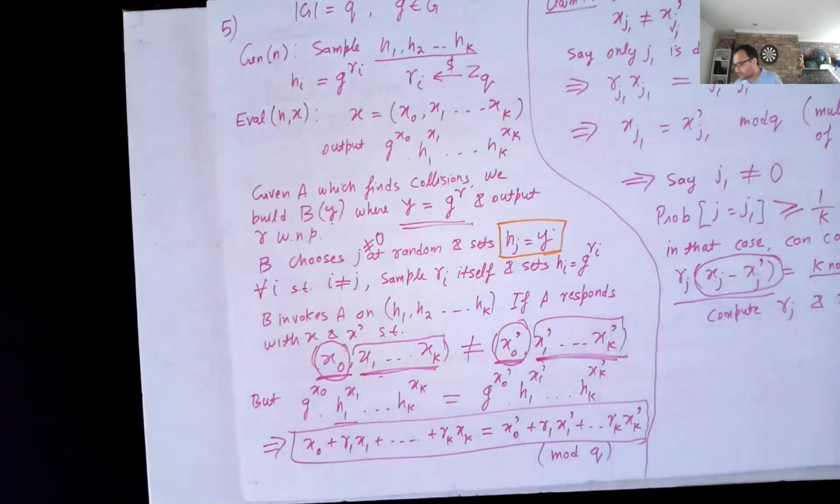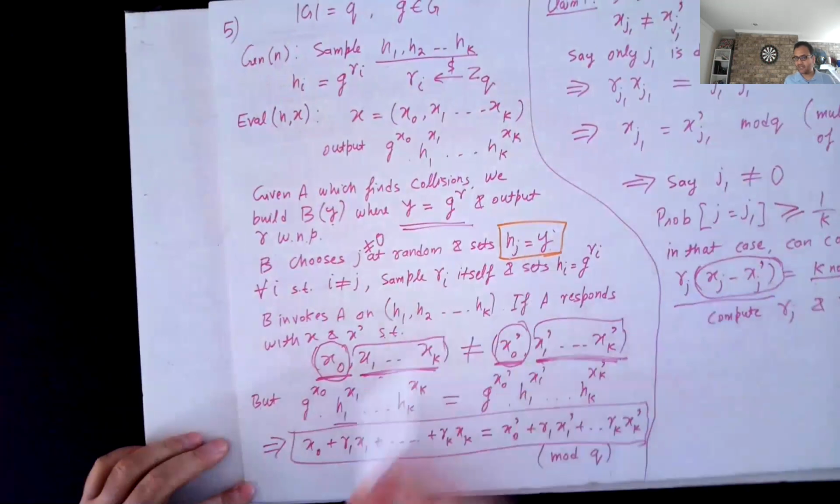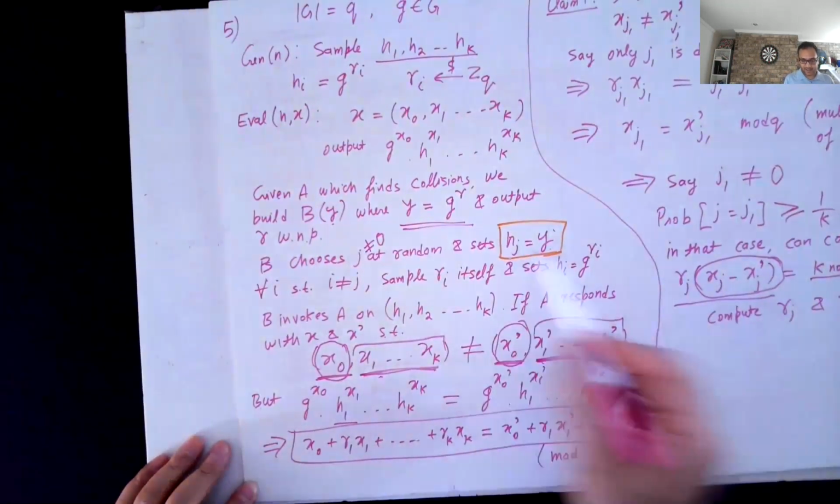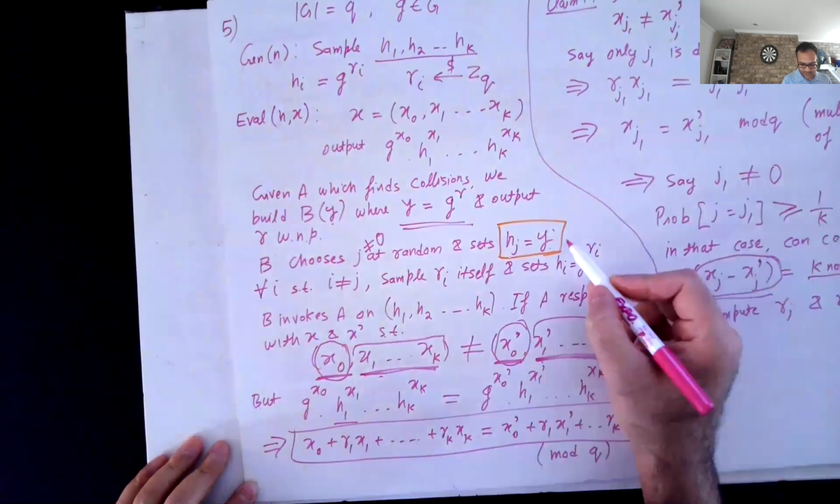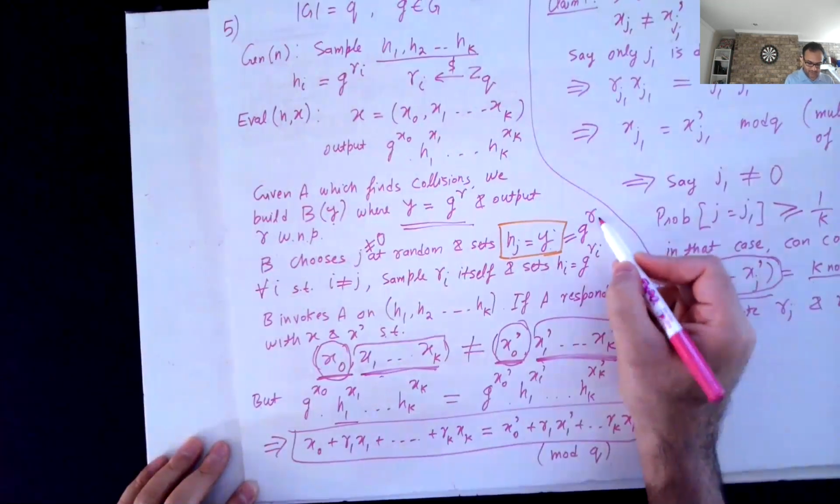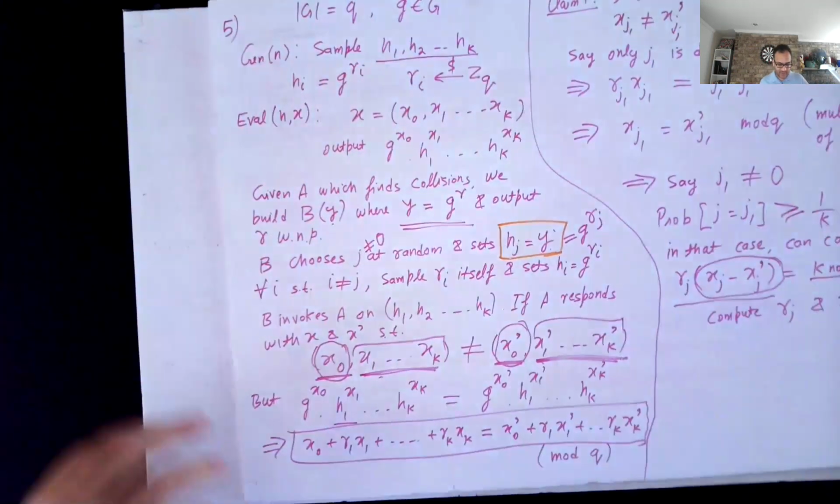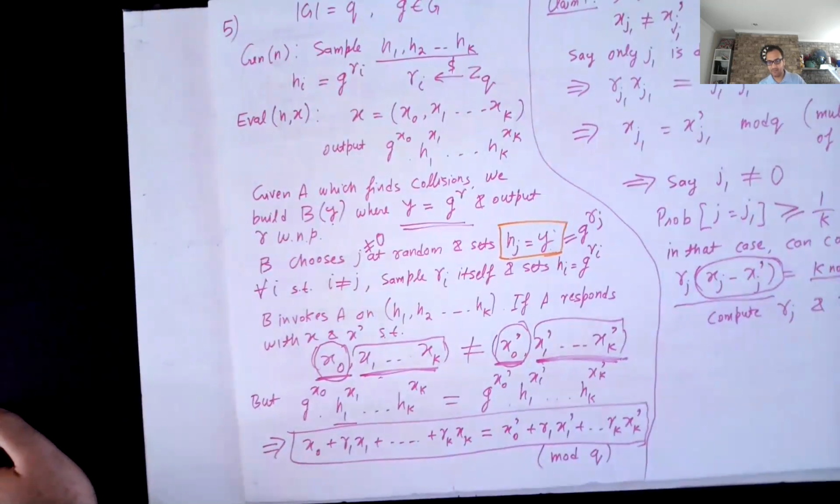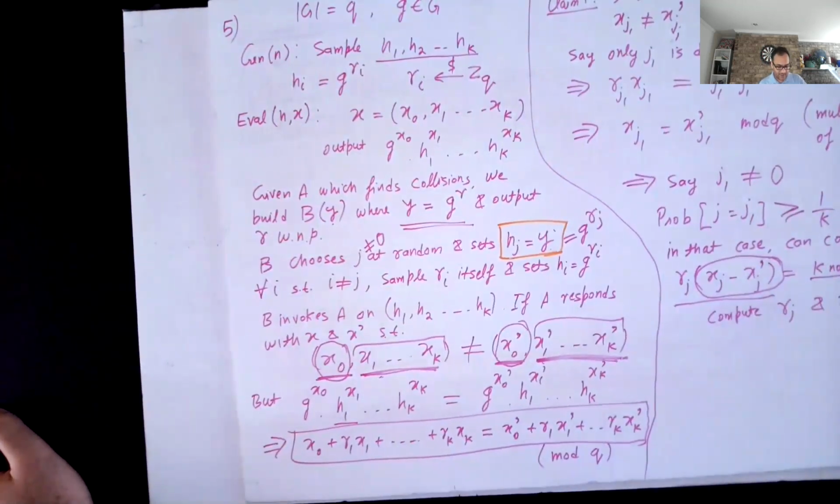Why is Rj a pre-image for Y? That's just by definition. We are setting Hj to be y. And Rj is the pre-image of Hj. This is equal to g to the power Rj. So by definition, Rj is the discrete log of Hj, not pre-image. Rj is the discrete log of Hj, and hence it is also the discrete log of y.